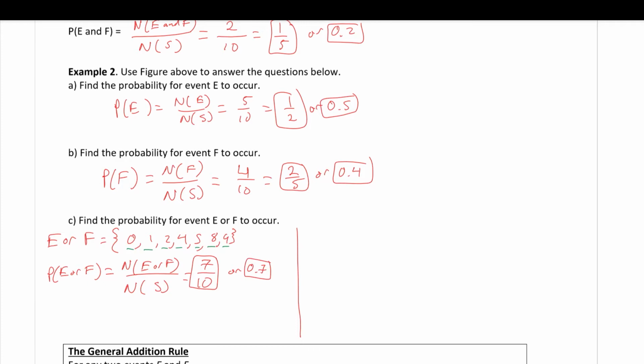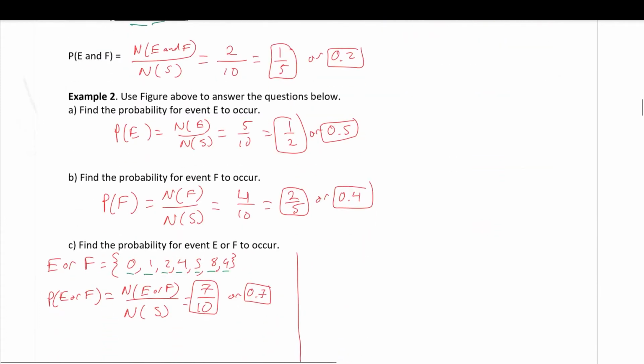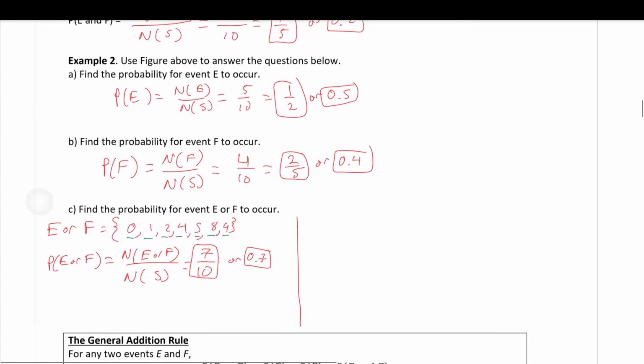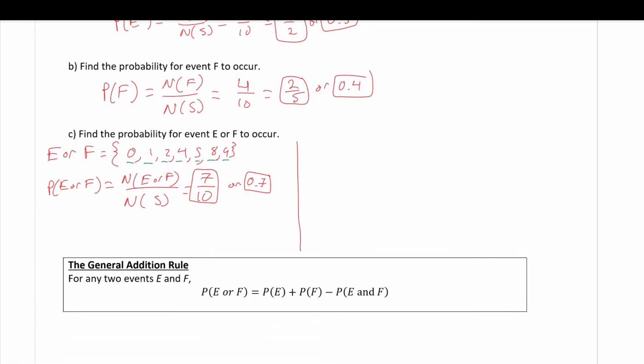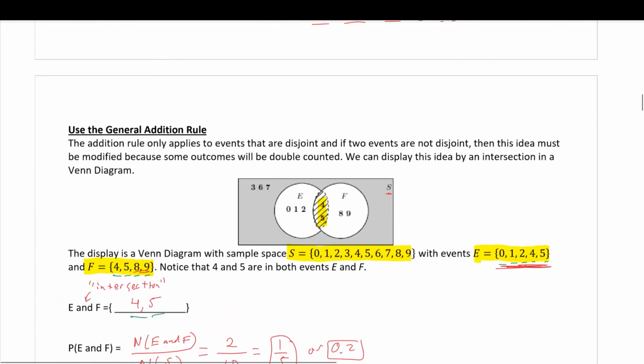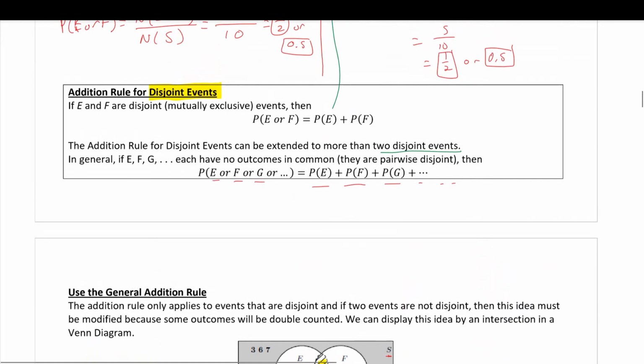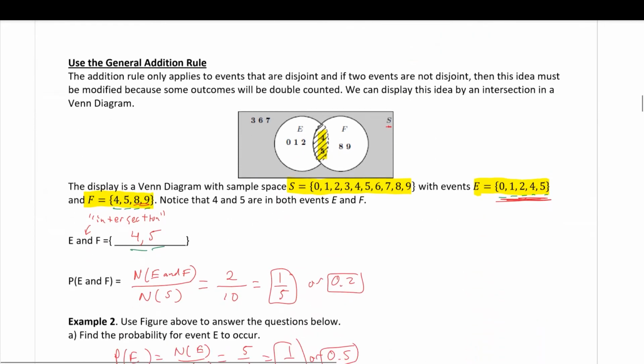Now again, you don't always have access to these lists of sets, a list of events, E or F. Sometimes you just have the probabilities. So let's see what happens if we were to use that rule from before for disjoint events. So probability of E or F. Well, in the previous section, you see how it was just simply probability of E plus probability of F. Let's see what happens when we do that in this case.